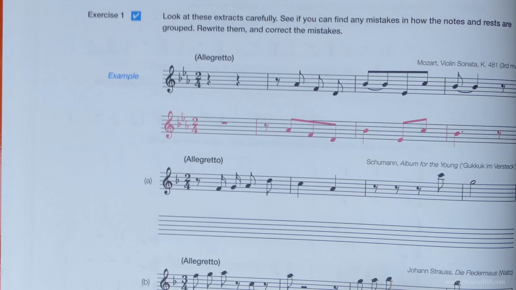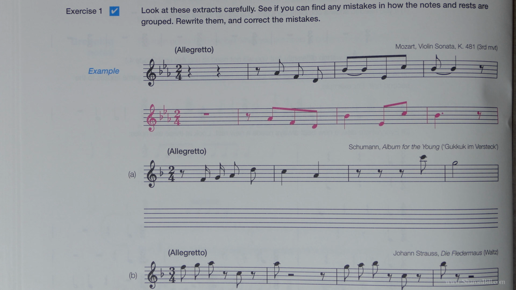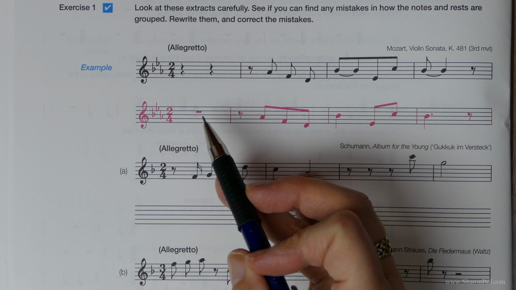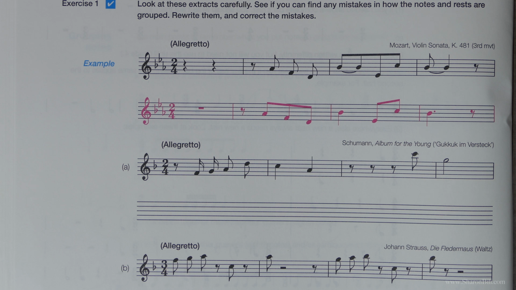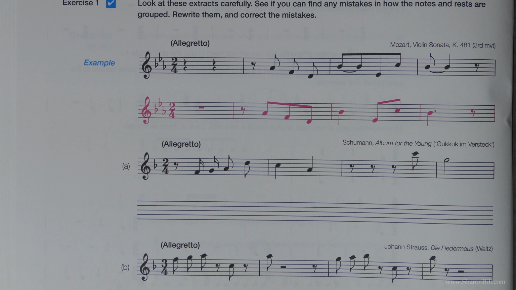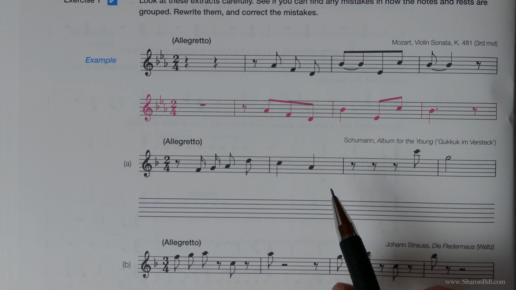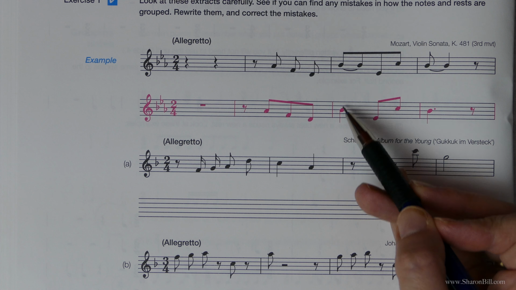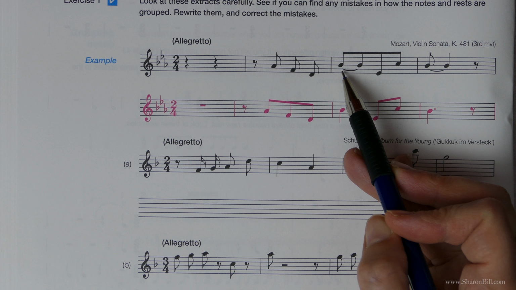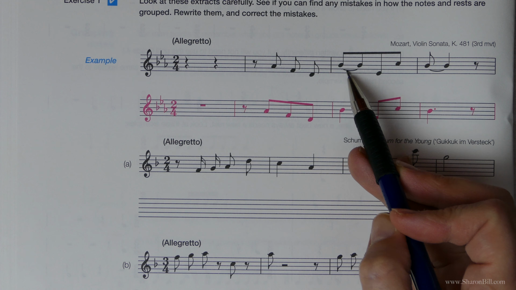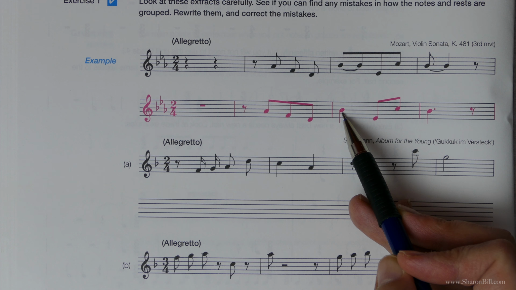mistakes. And so we've been asked to tidy up these extracts by looking for any mistakes in beaming notes and writing rests, and to correct it and to write it out properly. So the effect will be exactly the same, but it's just so much more easily legible rather than, look at the first one here. It's unnecessarily complicated to tie 2 half beats together, whereas a simple 1 beat will suffice.